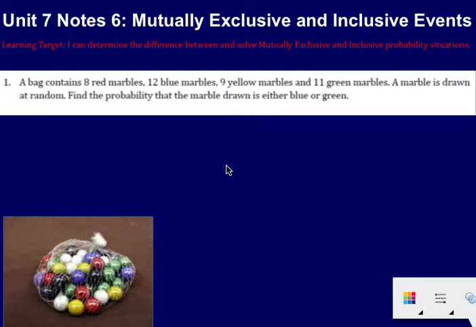Today we're going to be doing Unit 7, Note 6. So we're going to be talking about mutually inclusive and exclusive events. So first of all, let's just take a look at an example problem here.